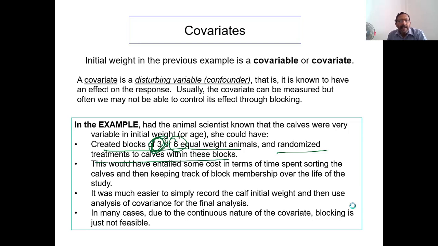This would entail some cost in terms of time and other aspects, but the precision is also less compared to the analysis of covariance. So it was much easier to simply record the initial weight of the animal, then we do the analysis of covariance. Right? In many cases, due to the continuous nature of the covariate, blocking is just not feasible. So blocking is not feasible, as I said. The variability, which I said already, is not uniform. It is random.